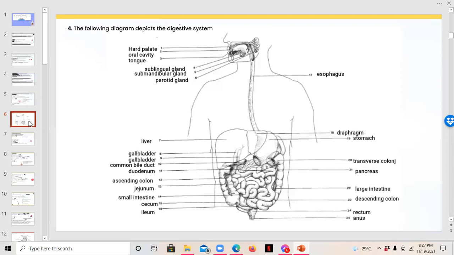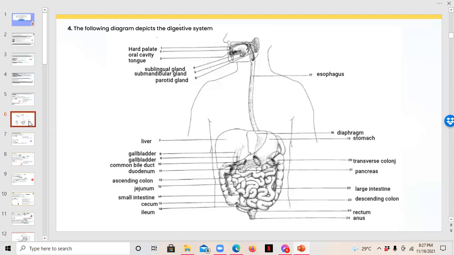Number 10, duodenum is the first part of the small intestine. It connects to the stomach. Number 11, ascending colon is the first section. It lies on the right side of the abdominal cavity. Number 12, jejunum is the middle part of the small intestine between the duodenum and the ileum. Number 13, small intestine or small bowel is an organ in the gastrointestinal tract where most of the absorption of nutrients from food takes place.